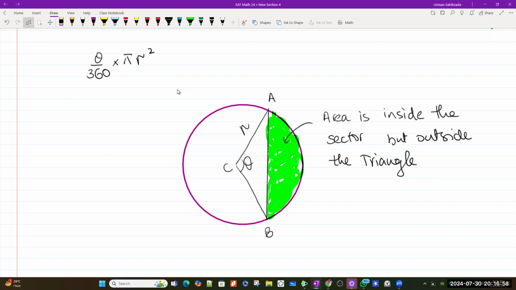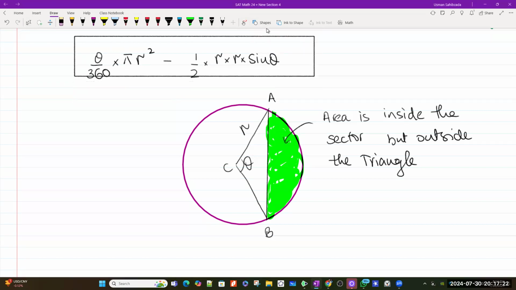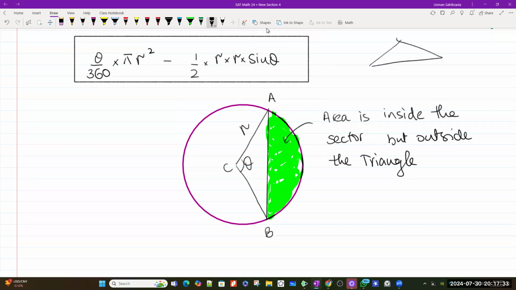Similarly, if we say area of triangle, and take that out, the area of the triangle is half r squared into sine theta. That's the value of the area of the triangle. Half r squared into sine theta. So this formula that you see in front of you is what we would term as the area of the segment.